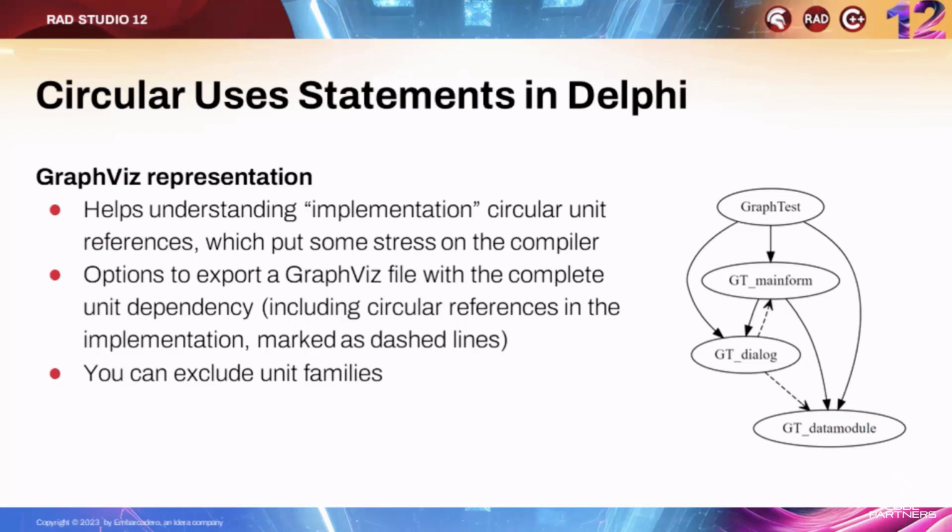And specifically, the goal is to help people find circular unit references, which are causing a lot of strain on the compiler in terms of compilation performance, which is reflected also in the code completion side of things. The recommendation is to try to identify circular unit references and remove them when possible, to have a cleaner architecture and also to have a faster compiler.